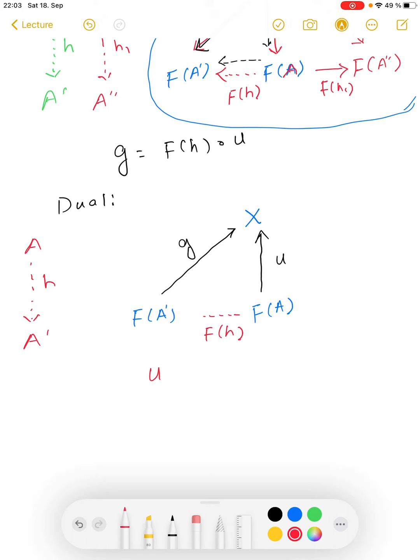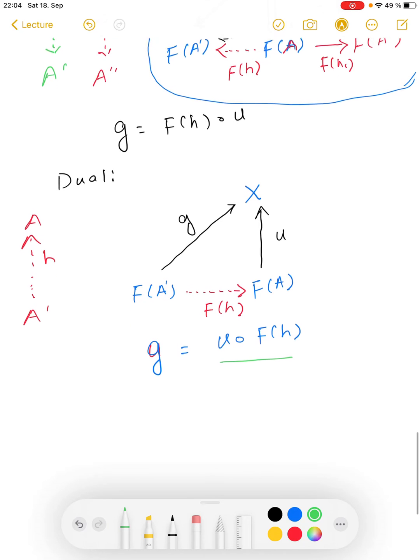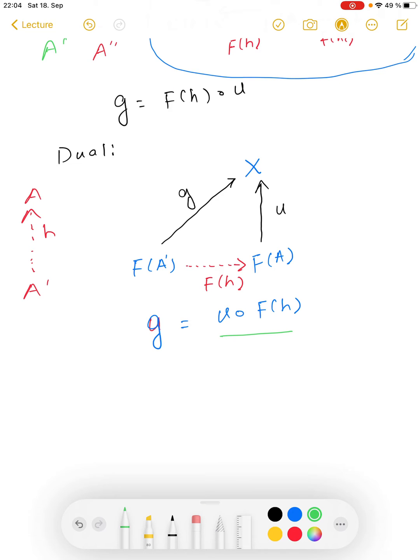This is also reversed, and this arrow needs to be reversed also, because I am forming the dual. So now g will become u after fh, u composed with fh. So this diagram should commute. Here also the universal morphism means that you can always factor a morphism going into x from f into u and h, u and f of h. So this is the theme of the universal morphism.